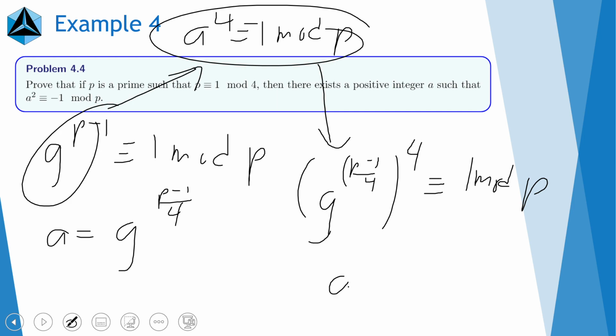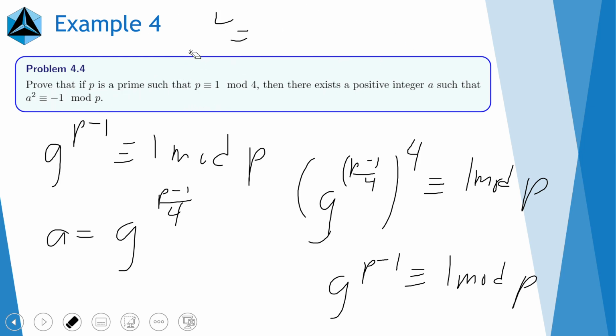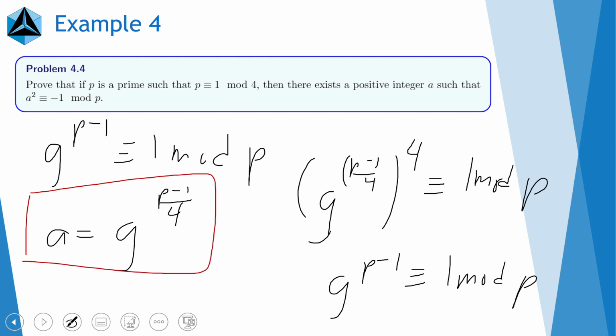which gives us that g to the p minus 1 is congruent to 1 mod p. So this statement is indeed true, which gives us a little bit of hope, because it looks like this construction may actually work, since it satisfies an implication of the given equation. But this doesn't actually finish the problem. We still have to check that this substitution actually satisfies our given equation.